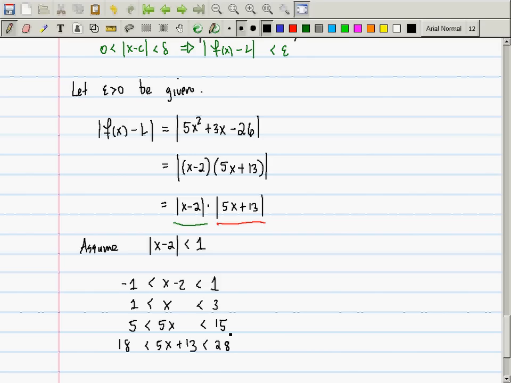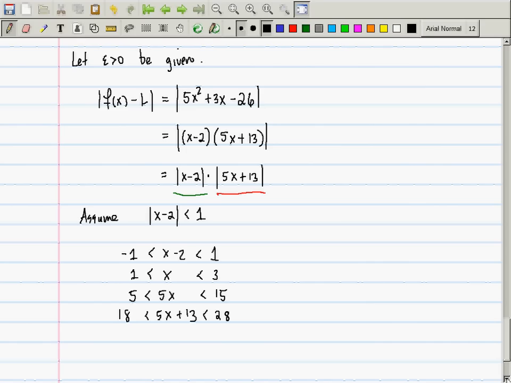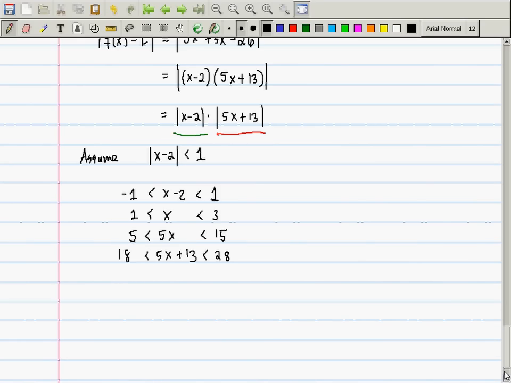So what I'm doing in this argument is saying, I have control over x minus 2, and I'm going to use this to assert control over the other term. Okay, so what this is saying is that I guarantee you that the other term is between 18 and 28. It can't be any bigger, it can't be any smaller. So in that case, the absolute value of 5x plus 13 is less than 28. It's less than 28. So now, the answer is that delta is going to be whichever is smaller, 1 or what?